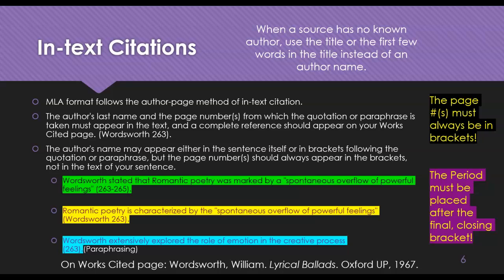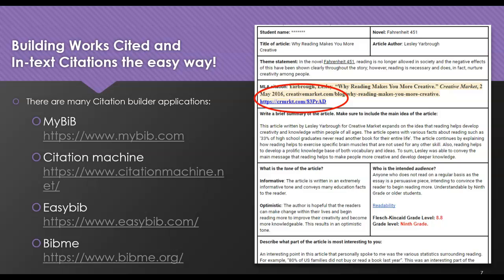The author's name may appear either in the sentence itself or in brackets following the quotation or paraphrase, but the page numbers should always appear in the brackets, not in the text of your sentence. And here are some examples. And again, this would be seen on your works cited page. So building works cited and in-text citations the easy way. You can use the citation builder applications available online. There are many of them, such as MyBib, Citation Machine, EasyBib, and BibMe.